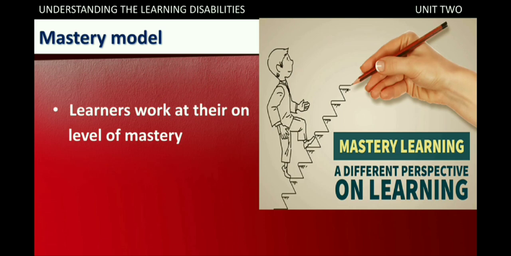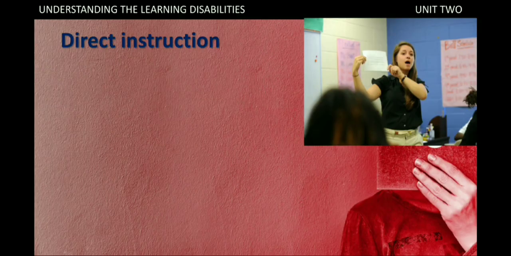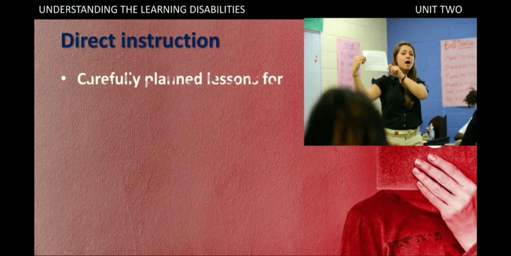Just remember, this will not work in lower classes, this will work for higher class students. Learners work at their own level of mastery, and as I told you, it is good for adult learners. Then the next method is direct instruction. Quick and active teacher participation is needed for this direct instruction.